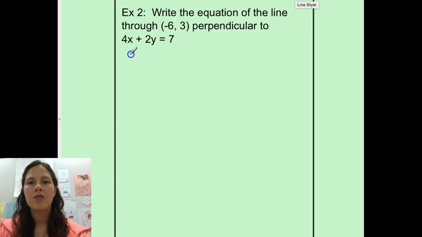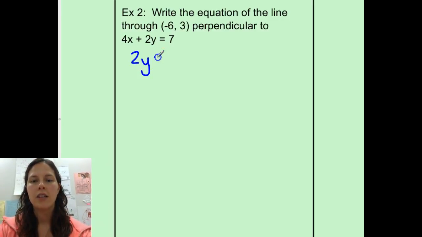Next, we're writing an equation of a perpendicular line, and this time the line that we were given is not in slope-intercept form, so we will have to solve for y first in order to identify our slope. We'll start by subtracting 4x from both sides and dividing everything by 2.